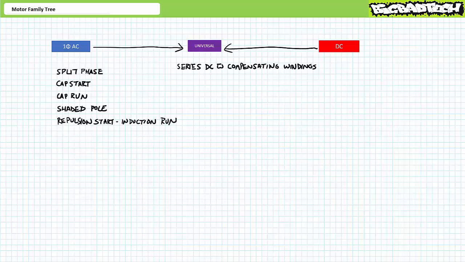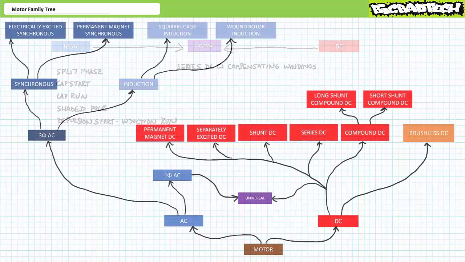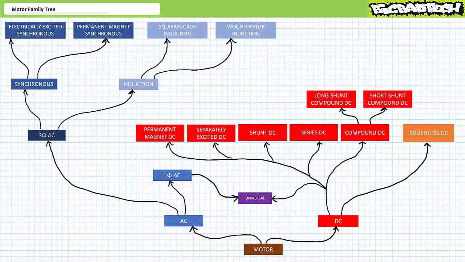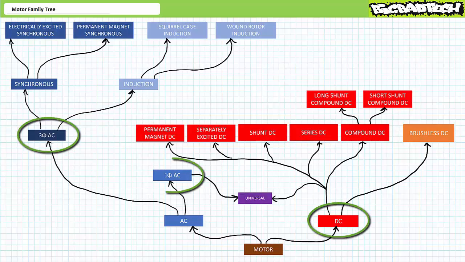Universal motor is really just a series DC motor. Think commutator and brushes, with compensating windings on the field windings designed to minimize inductive losses when run on AC. There you have it. In summary, the motor family tree has three main branches: industrial three-phase AC motors, DC motors, and single-phase AC motors, with the universal motor straddling the single-phase AC and DC motor split.